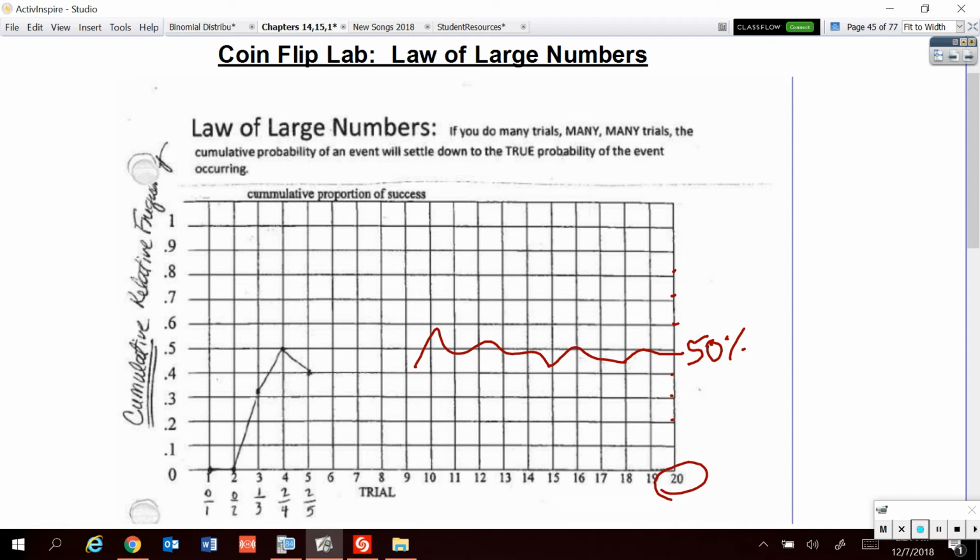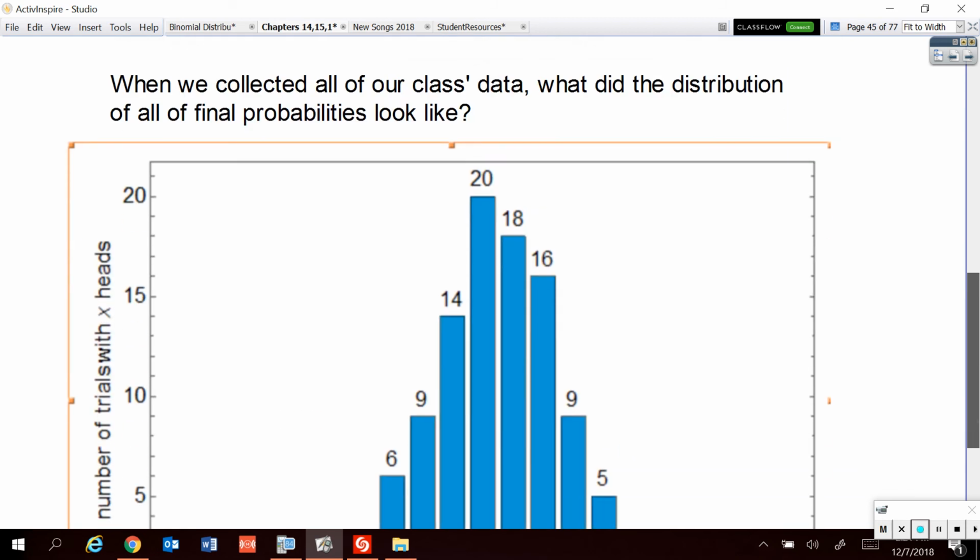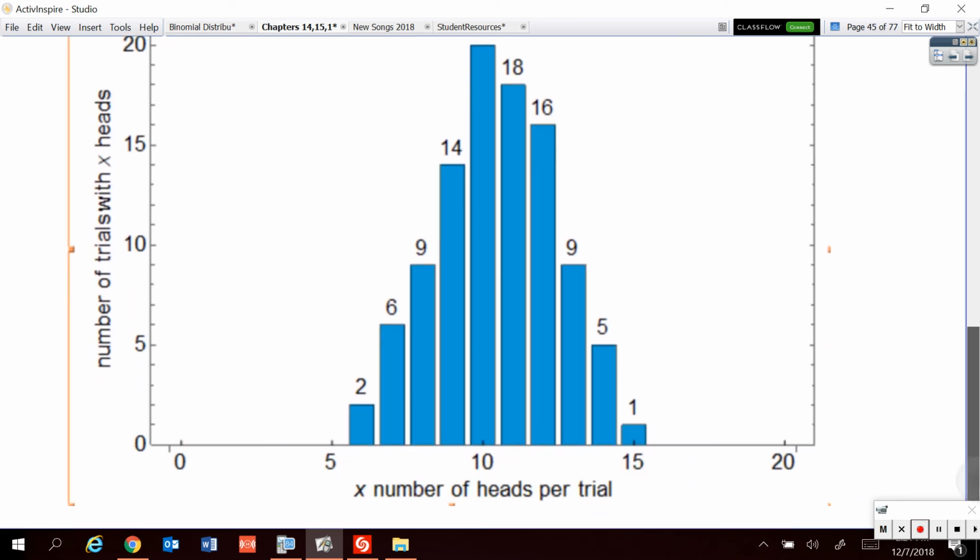Now, I believe in every single class, after you got your data, I made a histogram of our data. We said, okay, how many of you got exactly 10 heads? How many got 9 heads? And so on, and we had those percentages. Did our distribution look somewhat like this? This isn't perfect either, but wasn't it higher in the center, and then as you got farther from the center, it went down? We said it kind of looks like what? The normal model.